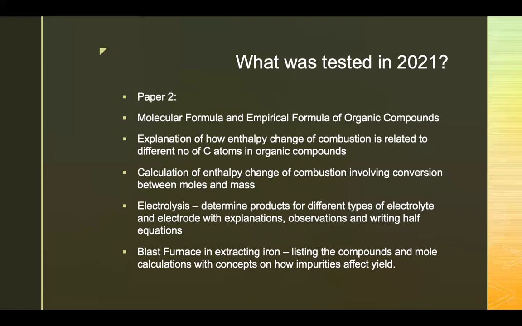The next question is on electrolysis, where students are to determine products for different types of electrolyte and electrode with explanations, observations, and writing half equations. So it's a very standard electrolysis question. Okay. And then the blast furnace in extracting iron, listing the compounds and mole calculations with concepts on how impurities will affect the yield. Okay, that is tested. But then they never really go very deep into the blast furnace. They went on to talk about how impurities affect yield and the calculations that are related to it.